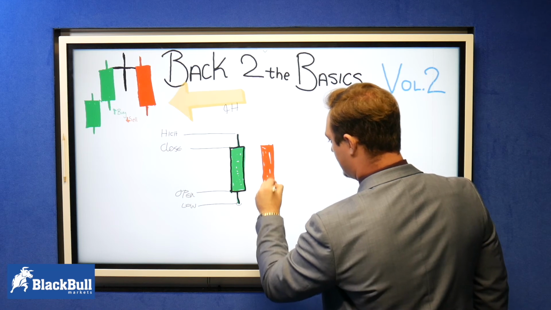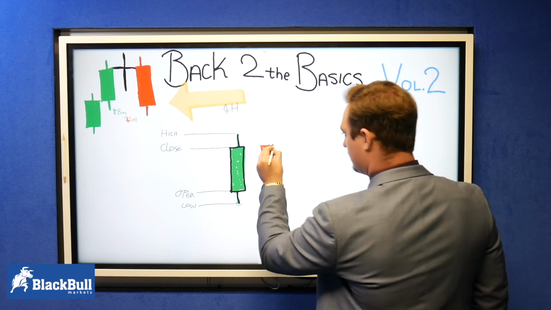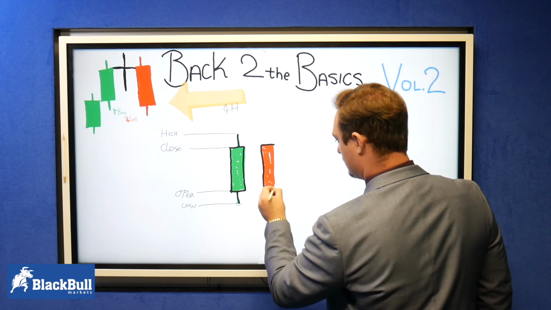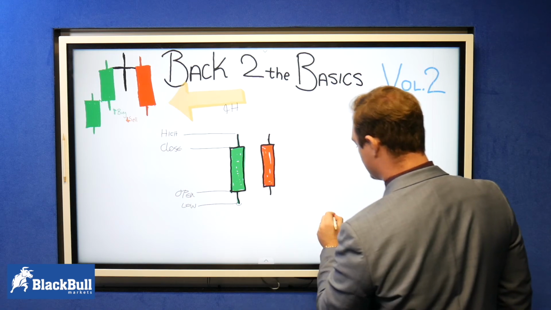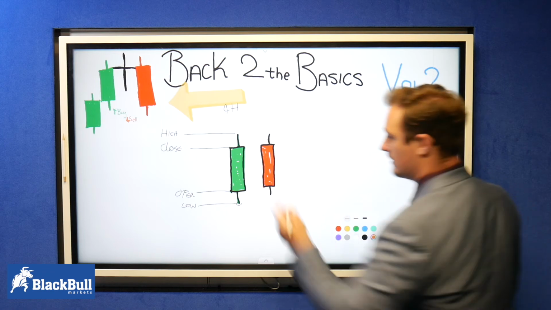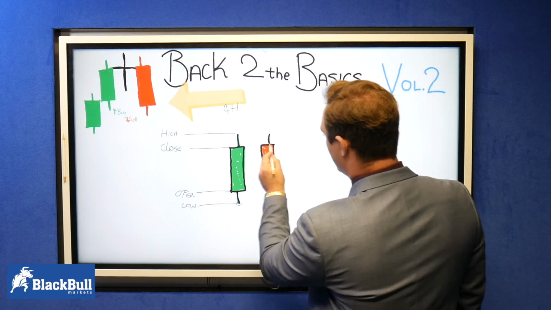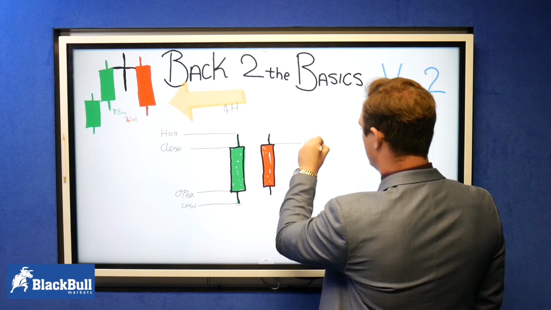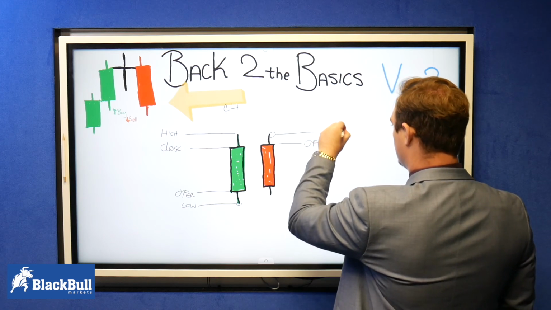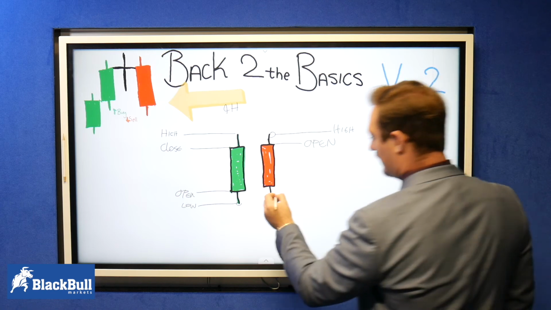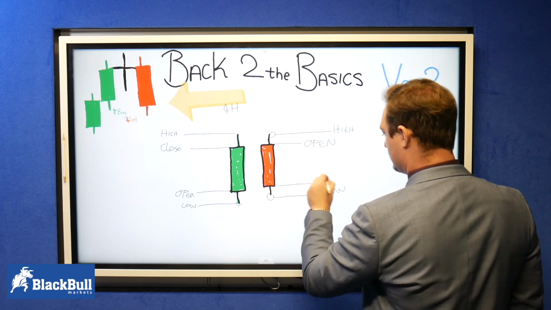Okay, so the red candle, again, very similar, but obviously just to the downside. And we have the same setup. Because we know it's a downwards candle, we have our open, we have our high, we have our low, and we have our close.